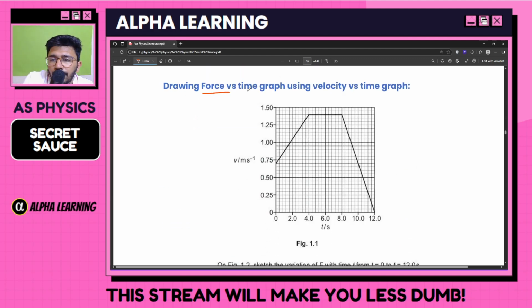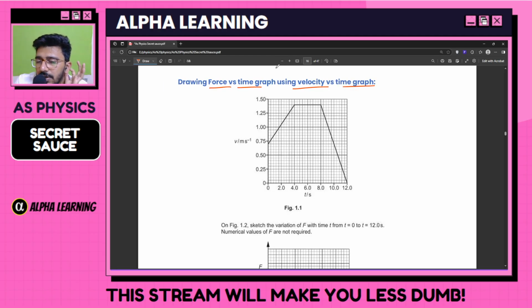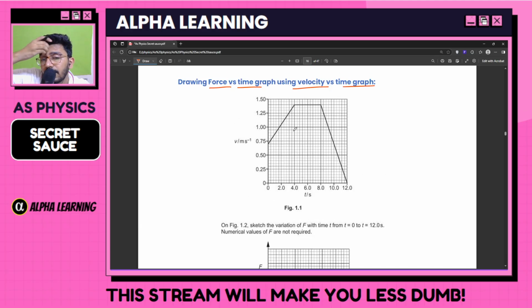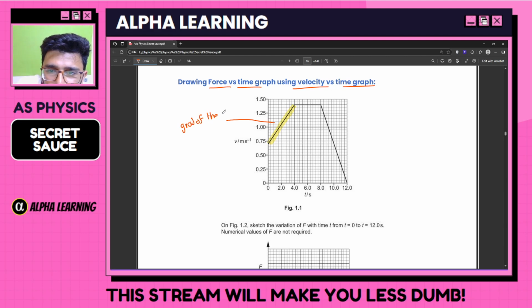You have to draw the force versus time graph using the velocity versus time graph. This is also a unique type of question that has started to come in recent years. Just look at the board, sit back, relax, just enjoy the lecture. Can you realize in this first yellow highlighted region that the velocity is increasing and the gradient of the velocity time graph is what? Positive and constant, because it is an upward sloping line. If the gradient of velocity time graph is positive and constant, the acceleration will also be positive and constant.